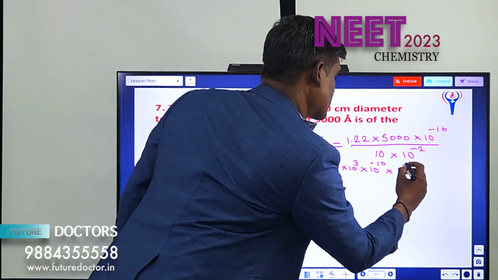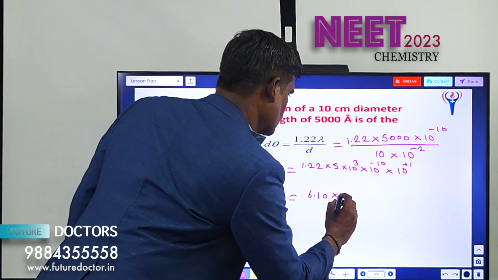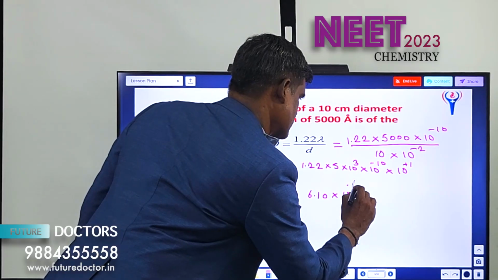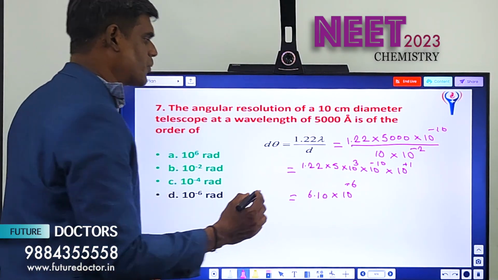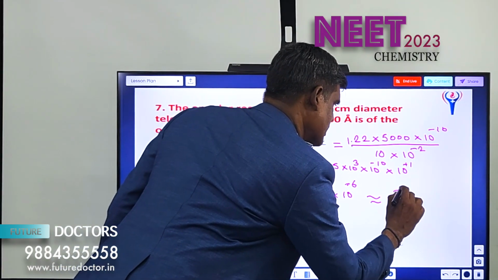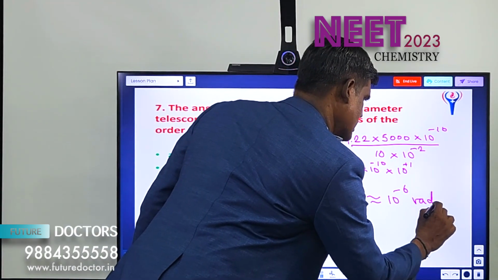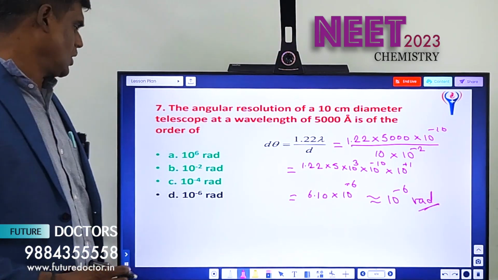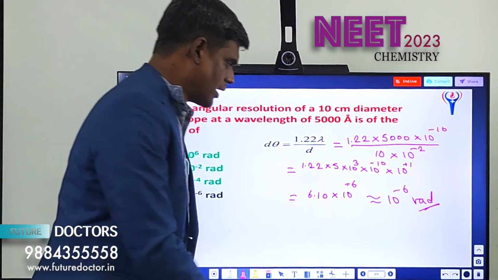Or 10 power minus 1 comes up as 10 power plus 1. So 10 power 4 into 10 power minus 10, you will get 10 power minus 6. So 6.10 into 10 power minus 6 is of the order of, meaning approximately, 10 power minus 6. The unit is radian. This angle is in radian. So that is option D. Option D is the correct answer.